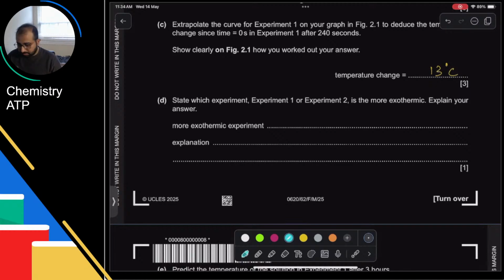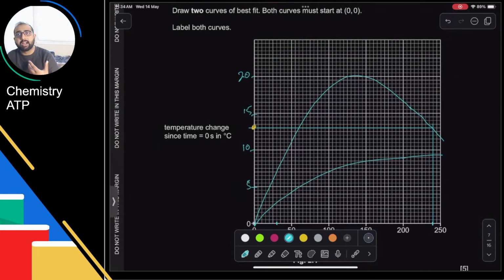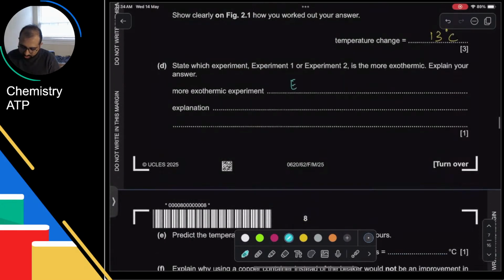State which experiment, 1 or experiment 2, is the more exothermic one. Clearly we are seeing that experiment 1 has higher difference, higher change. So we're going to go with experiment 1, and that is greater temperature change.